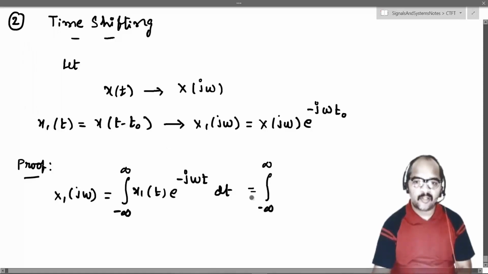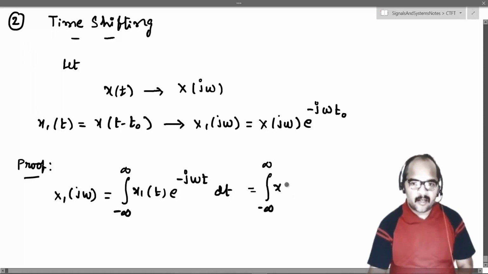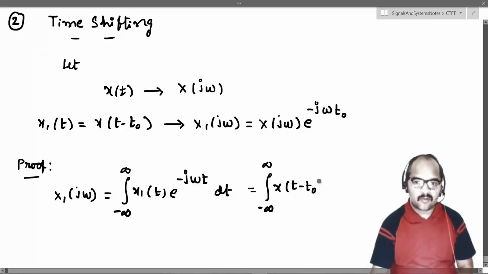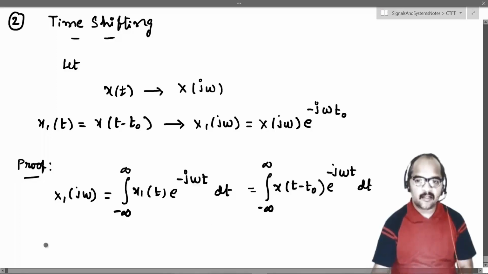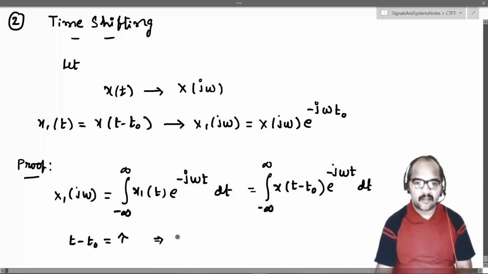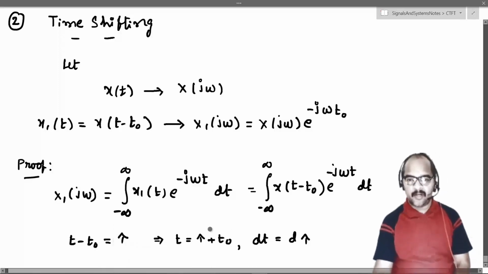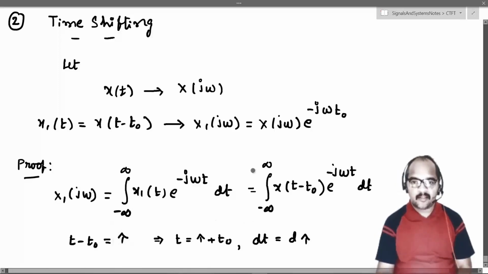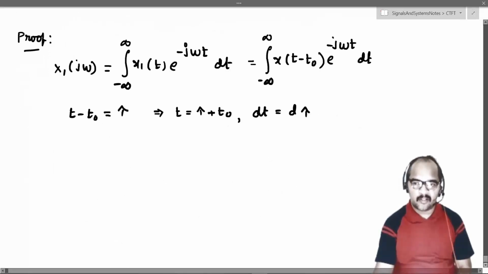So let us substitute that. You get the integral from minus infinity to infinity of x of t minus t naught e power minus j omega t dt. Now what we will do is replace t minus t naught with a dummy variable tau. So t will become tau plus t naught, and dt will become d tau. But what happens with the integral limits? t varies from minus infinity to infinity, so tau also varies from minus infinity to infinity.